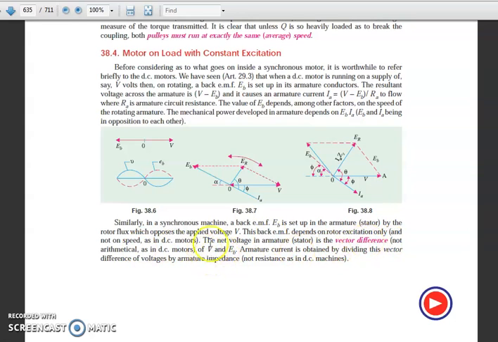Normally in DC we take V minus Eb directly, but here in the AC system we use the vector difference between the voltage V and Eb. The armature current is obtained by dividing this vector difference of voltage by the armature impedance, because here it is AC.